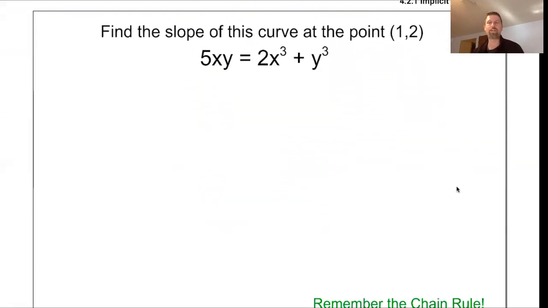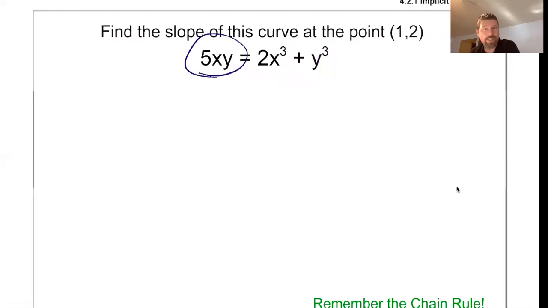All right, one last example, and then just a real quick reminder at the end about something else. This one says, find the slope of the curve at the point (1, 2). This would be just an example to try and make sure you've got it down. I would recommend trying it on your own. I'm going to start it now.